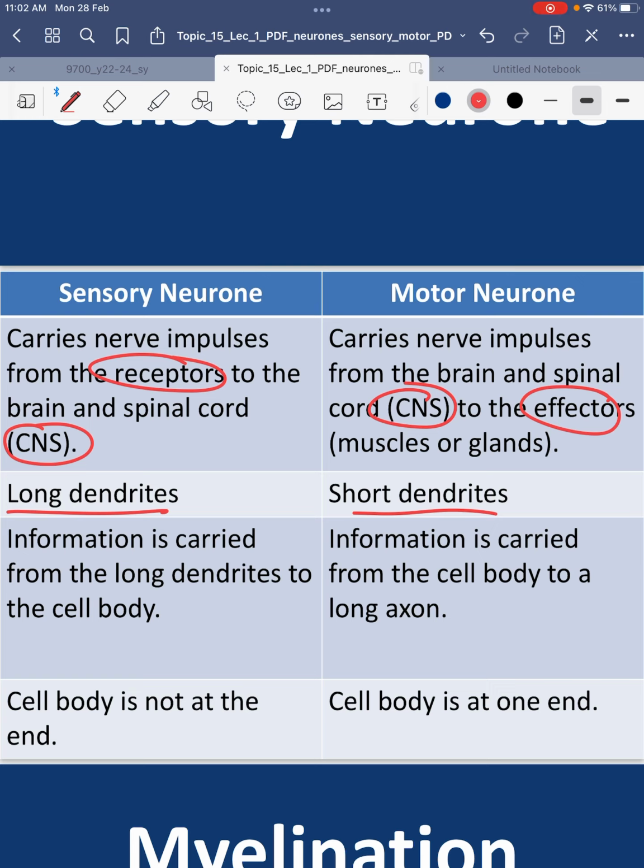Information is carried from long dendrites to the cell body. This is from the cell body to a long axon. Cell body is not at the end. This is important. Cell body is at one end. So normally it's in the middle. The cell body is in the middle for the sensory neuron.